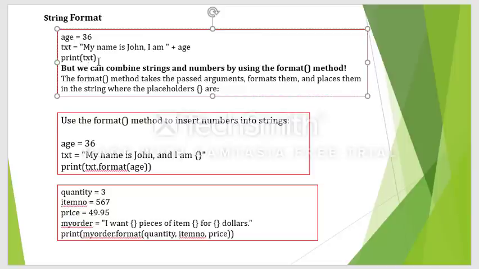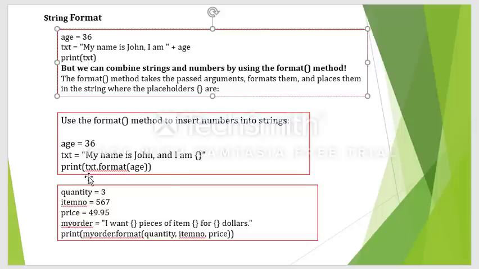Okay. So what can we do is, we can combine strings and numbers by using the format method. There is a method called format. With that format method, we can combine these strings and numbers. How can we do this? You can see in the middle section, age is equal to 36, text is equal to my name is John and I am. And I need to get age here. So at that place, I am writing curly brackets, opening brackets and closed brackets.